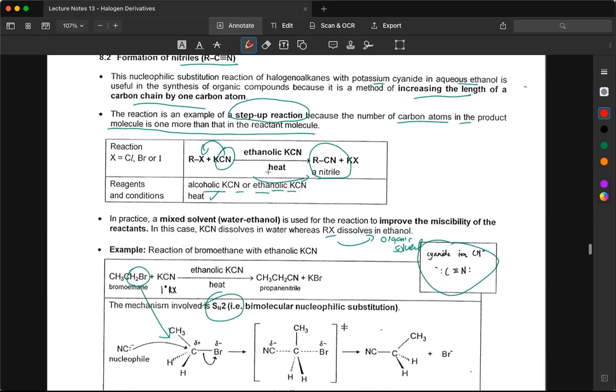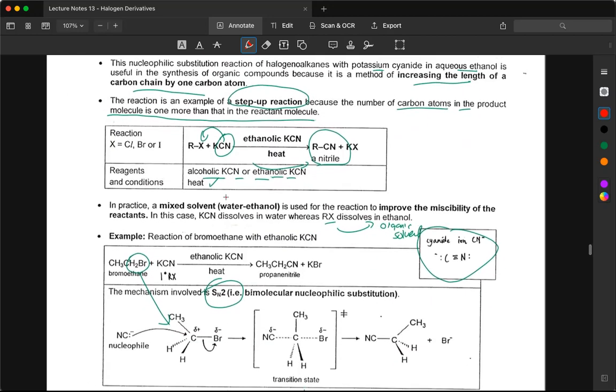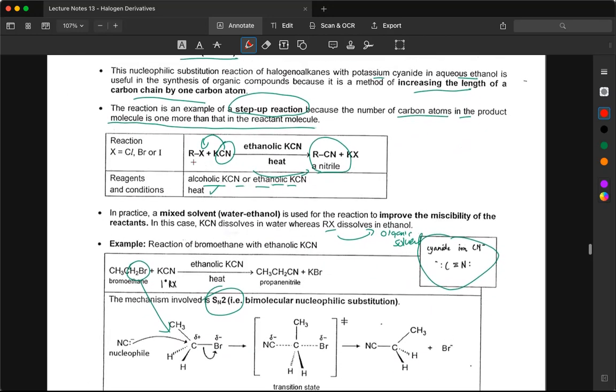So we have this reaction, RX plus KCN with ethanolic KCN and heat to form nitrile and KX. So these are the reagents and conditions. In practice, a mixed solvent is used for the reaction to improve the miscibility of the reactants. So in this case, KCN dissolves in water, whereas RX dissolves in ethanol.